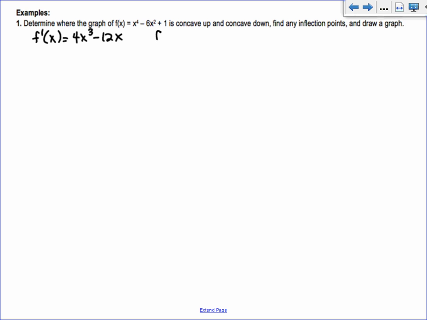And I'm going to do f double prime as well. I'm going to do it next to it because I'm going to find when f prime is equal to 0 in a second. So f double prime is going to be 12x squared minus 12. And I want to find when both of them are equal to 0.